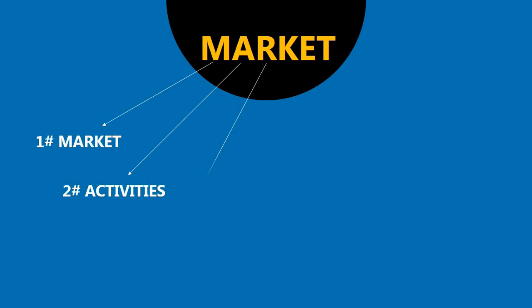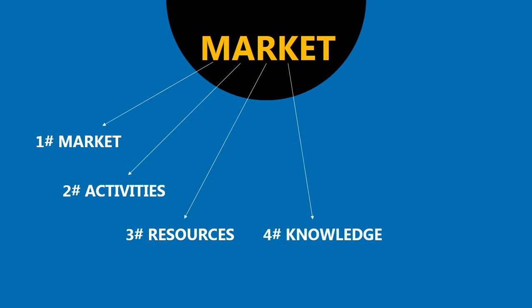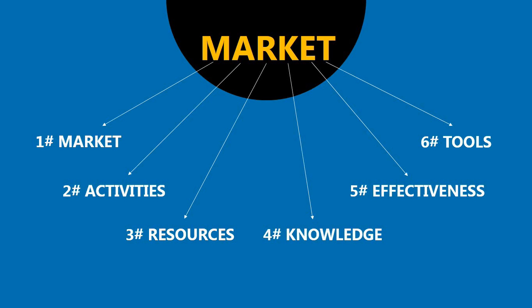As we all know, the word marketing actually comes from the word market, which contains 6 important elements, which are market, activities, resources, knowledge, effectiveness, and tools.